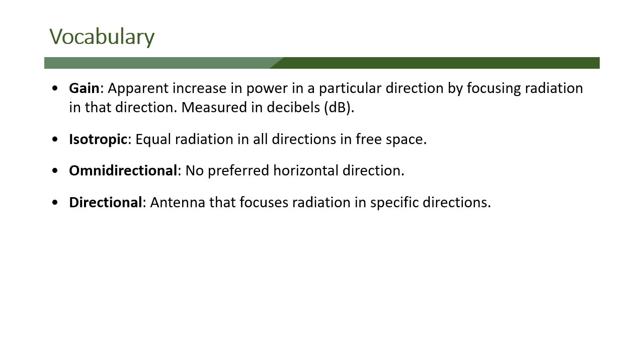So some vocabulary about antennas: gain, the apparent increase in power in a particular direction by focusing radiation in that direction, and we measure it in decibels, as we talked about before. Isotropic is equal radiation in all directions in free space. That's that imaginary space where nothing interferes with an antenna, and isotropic means it's equal radiation in all directions. Omnidirectional antenna, there's no preferred horizontal direction. Directional antennas, they focus radiation in a specific direction.